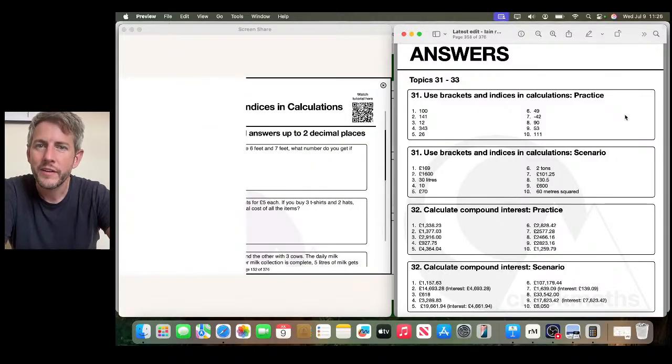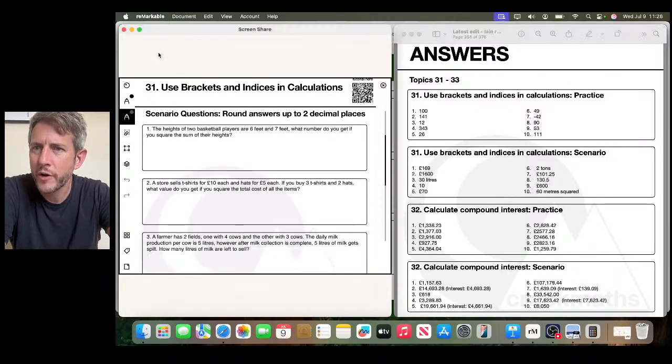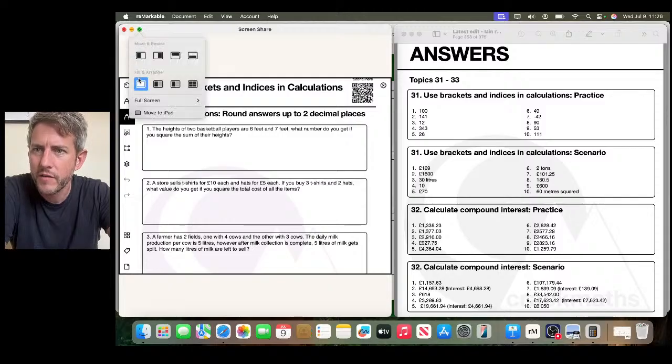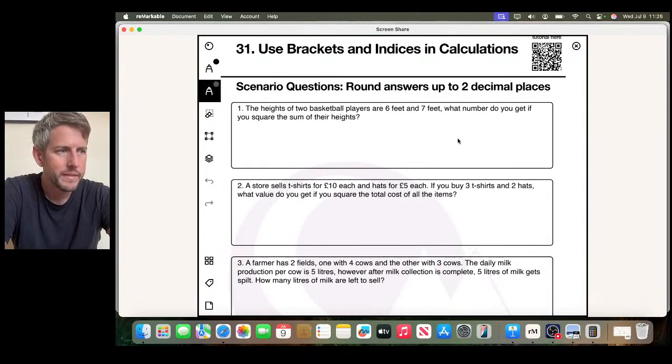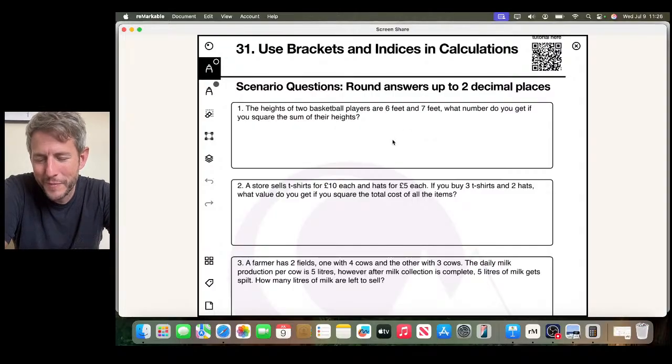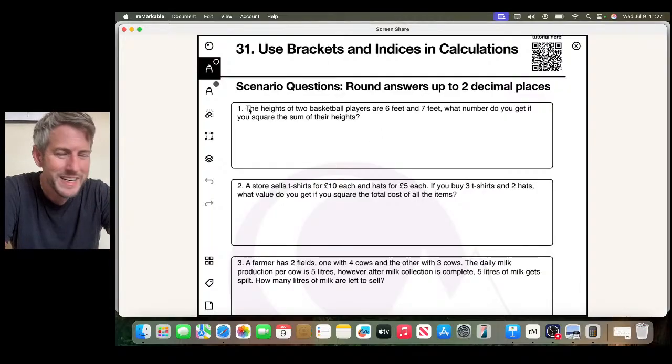Okay, right. Now let's have a look at these scenario questions. Okay, so scenario questions are here. And this first one reads, these are a bit funny because I found it difficult to find scenarios where you'd square stuff sometimes. So anyway, let's just read it and have a go.